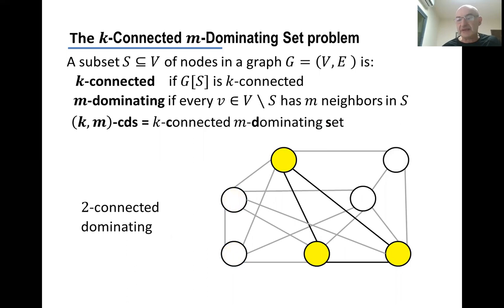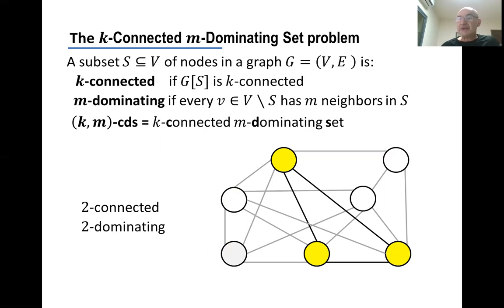However, if we choose three other vertices, we can get a two-connected dominating set. So these three vertices induce a cycle in the graph, so it's a two-connected graph. And every white vertex, every vertex not in the set, has a yellow neighbor. So this is a two-connected set and a dominating set. Moreover, you can check that in fact this set is also two-dominating, since every white node has a yellow neighbor. So this is a two-connected, two-dominating set, or 2-2 CDS for short.